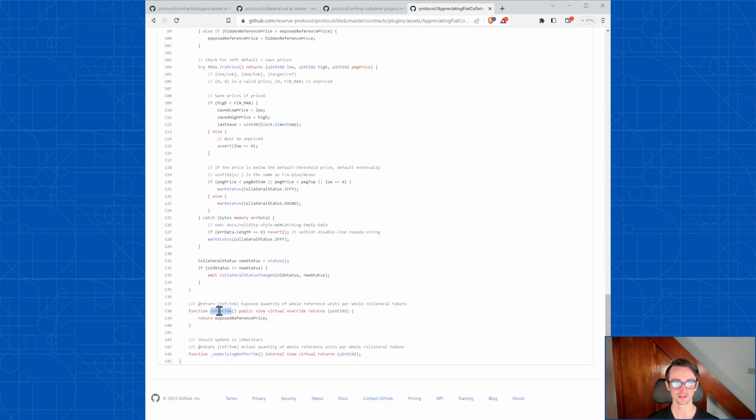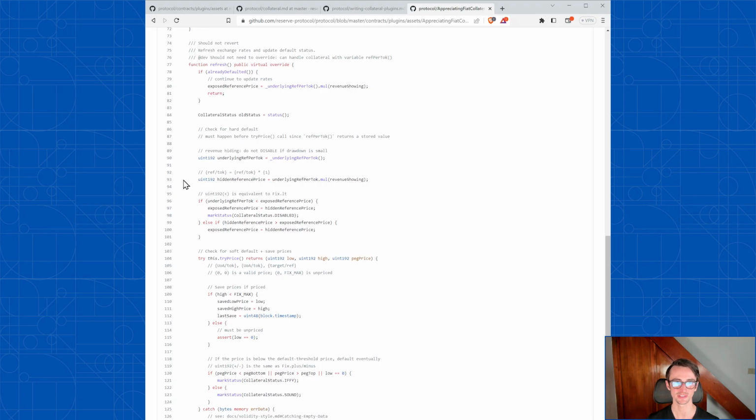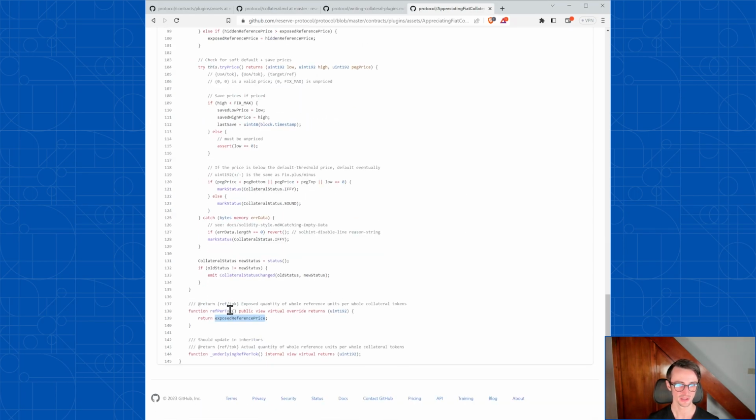And ref per TOC is actually going to return, in this case, exposed reference price, which is calculated in the refresh function, but who cares? Basically, this is just some number that's going up over time. Revenue hiding is the idea of having some actual exchange rate that you hide in the background, and you expose a discounted value.